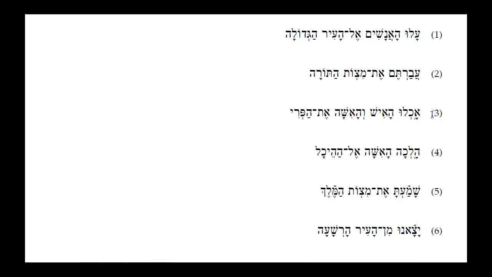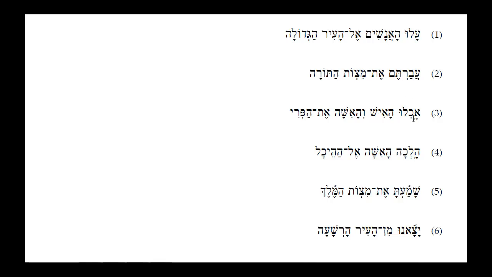Number 3, we go into akhlu ha'ish v'ha'isha et ha'peri. We would translate this as, we have to pick up the subject. There are express subjects here: ha'ish, the man, and v'ha'isha, and the woman. Akhlu, they ate, et ha'peri, the fruit.